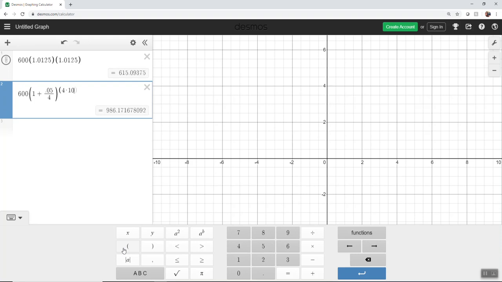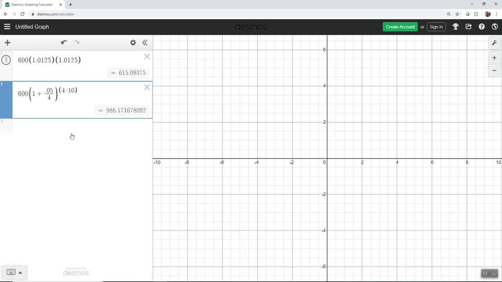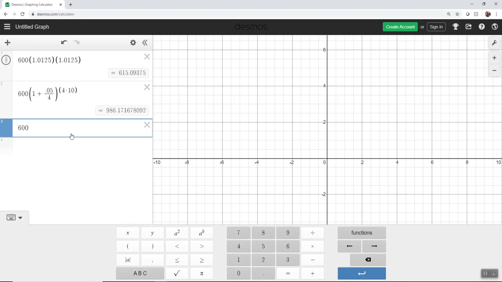986.17, rounding to the nearest cent. That's how much would be in our bank account at the end of the 10 years. Let's compare that to compounding just once per year and see how big of a difference it is.